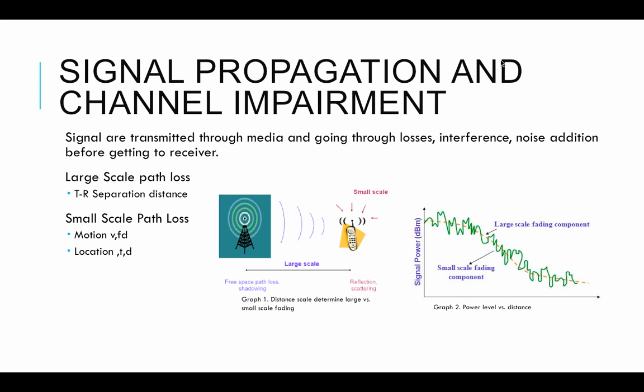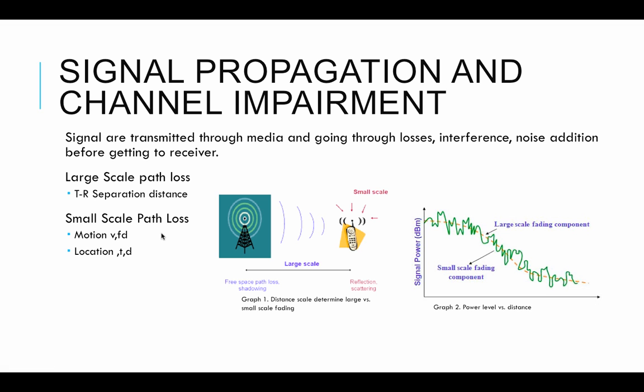And let's talk a little bit about the channel impairments and the signal propagation. All the signals that are transmitted from the transmitter to the receiver have to go through the media, which is the channel, and is full of losses, interference, and noises. And could be classified into large scale path loss and small scale path loss.